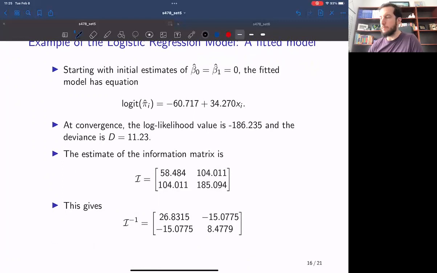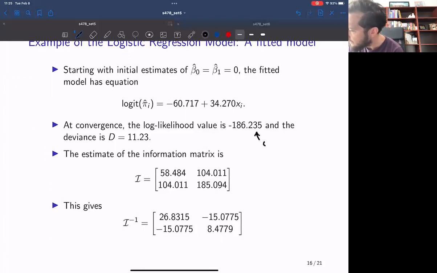So we have the logit of pi i is equal to negative 60.717 plus 34.270 xi, right? So this will be done in the way that we just described, and actually we can do this directly in R. We'll see examples of that tomorrow as well. At convergence, we have a log likelihood value of negative 186.235. Note that this is an approximation to the MLE, right?